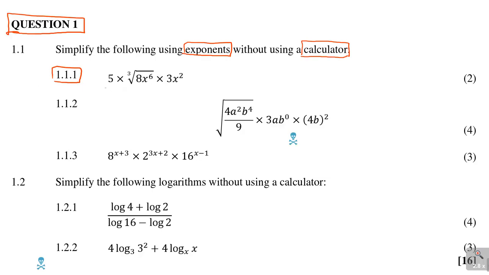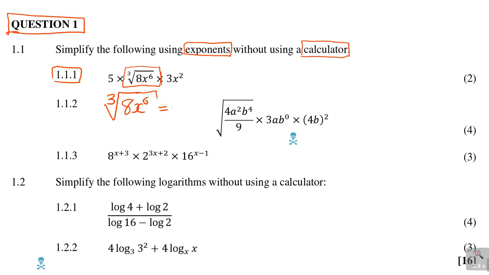What I'm given here is 5 times the cube root of 8x to the power of 6 times 3x squared. What you need to notice is that this part is alone. If you can just deal with that a little bit, this is the cube root of 8x to the power of 6. You see that part? That is the main thing that needed a little bit of attention.